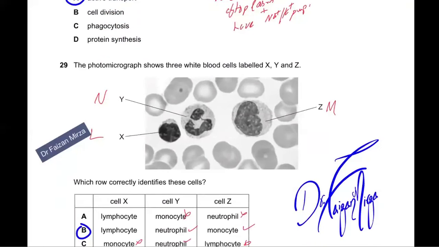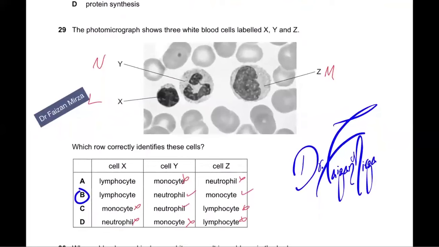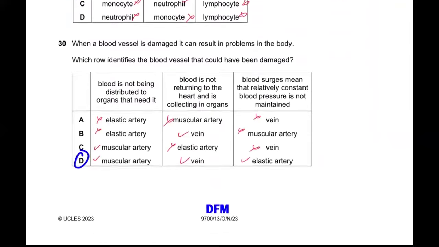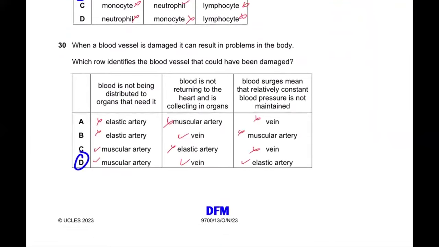The photomicrograph showed three white blood cells labeled X, Y, and Z. So just recall, Z is a monocyte, Y is a neutrophil, X is a lymphocyte. So which row correctly identified this? Simply B. Straightforward.